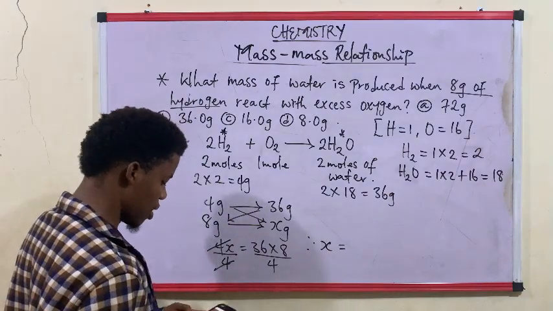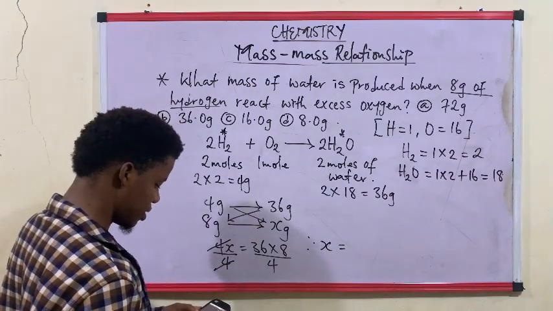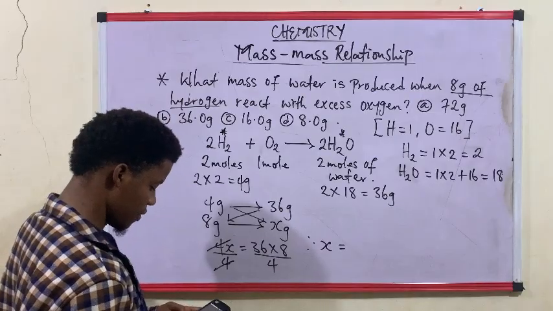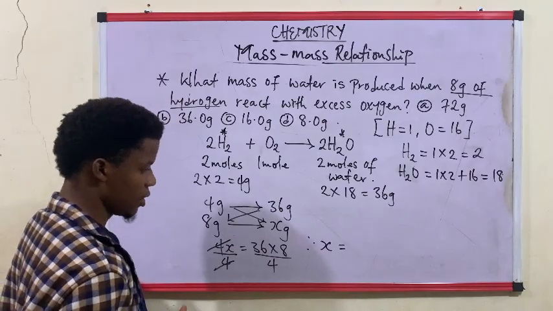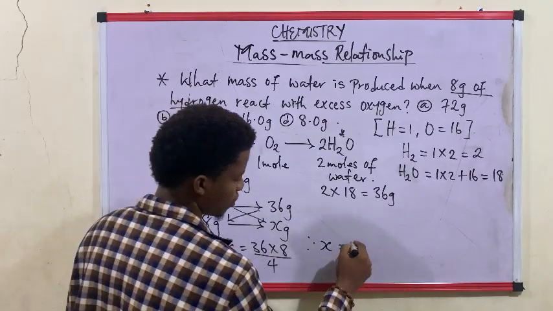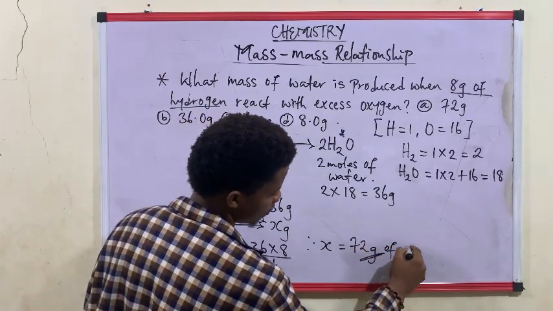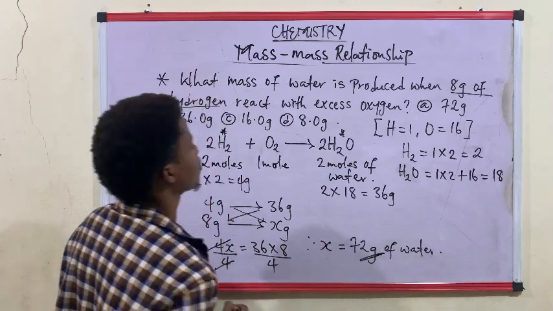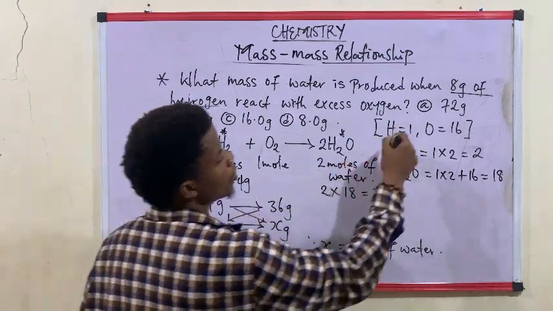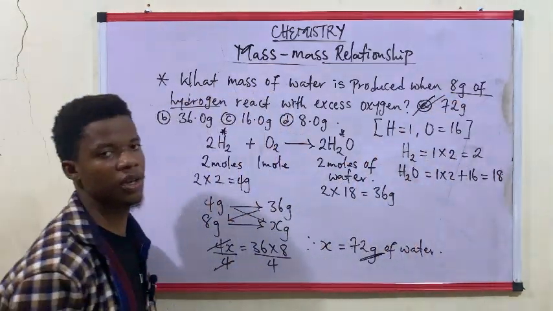So when you do this with your calculator, you have 36 times 8 divided by 4. That is 72. We are going to get 72 grams of water. So the answer to this question is option A. Option A becomes the answer.